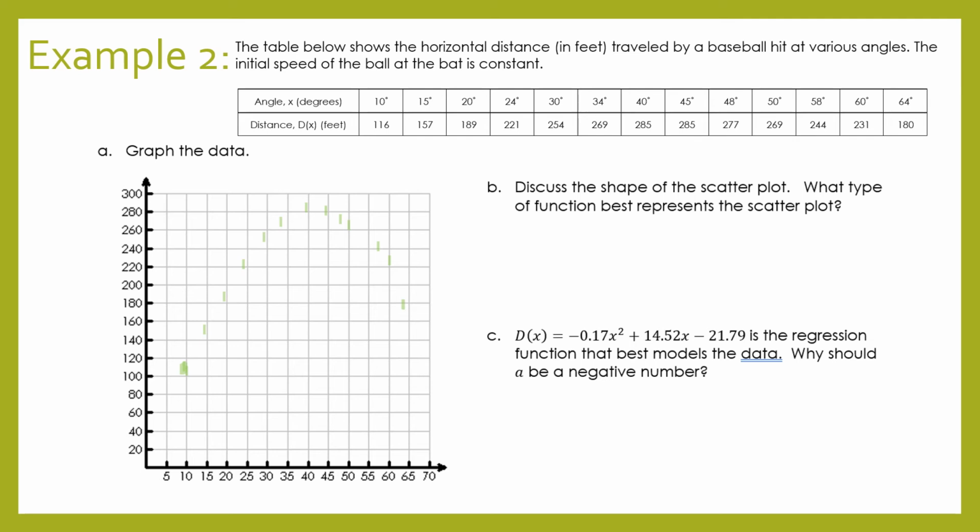Hopefully when you look at that, you see that it starts low, goes up, hits a maximum, and comes back down. So this would be representative of a quadratic function because it has that parabola or U shape to it. So quadratic, and you can say that it looks like a parabola, has a U shape, goes up and comes back down. There's a lot of different ways that you could explain why you chose quadratic.